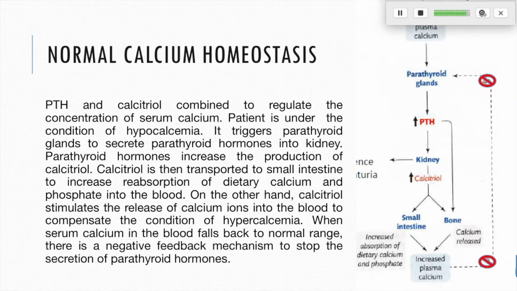Parathyroid hormone then increases the production of calcitriol. Calcitriol is transported to the small intestine to increase the reabsorption of dietary calcium and phosphate into the blood. On the other hand, calcitriol stimulates the release of calcium ions into the blood to compensate for the condition of hypocalcemia. When serum calcium in the blood falls back to the normal range, there is a negative feedback mechanism to stop the secretion of parathyroid hormone.